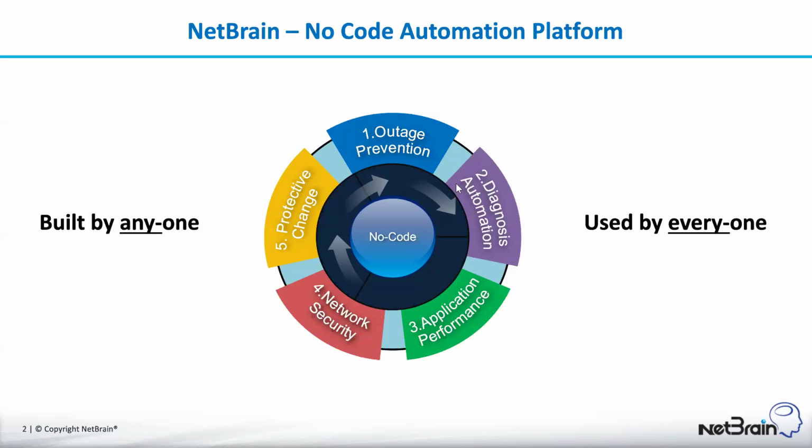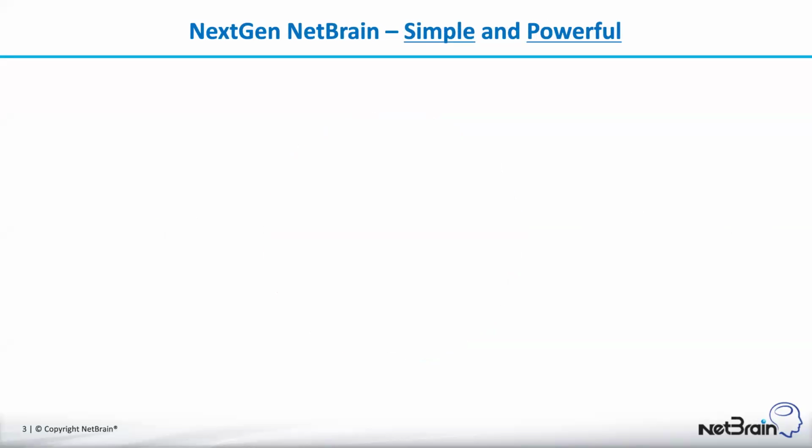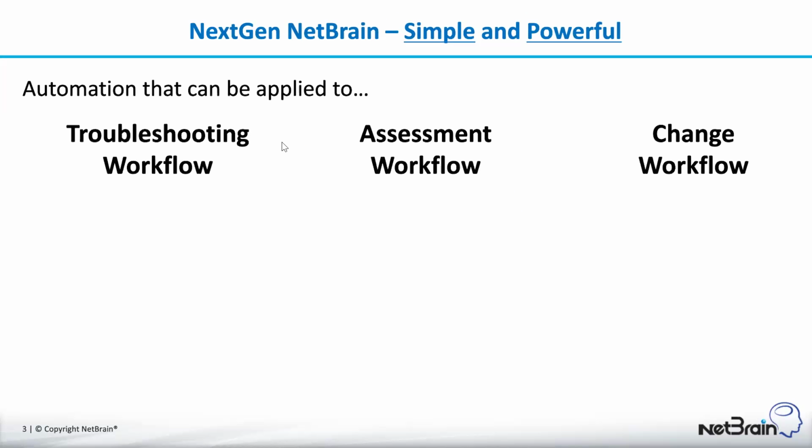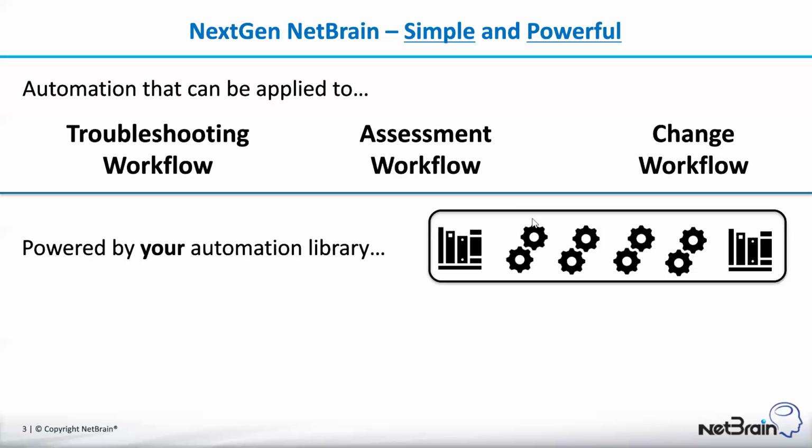And you can see here the 5 main use cases for NetBrain automation, and NetBrain's no-code platform. What we're going to focus on today is that there are 3 main workflows that NetBrain automation can really be applied to, and it's troubleshooting. Of course, making sure troubleshooting your issues is much faster and more efficient. Continuous assessment, which is where our focus will be today, and network change. And all of these are powered by your automation library.